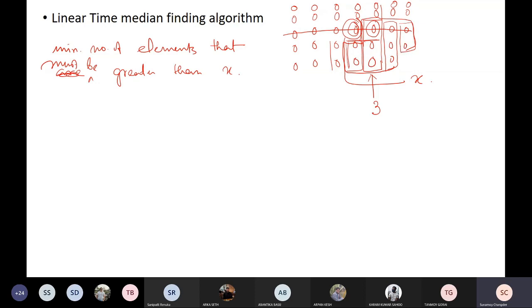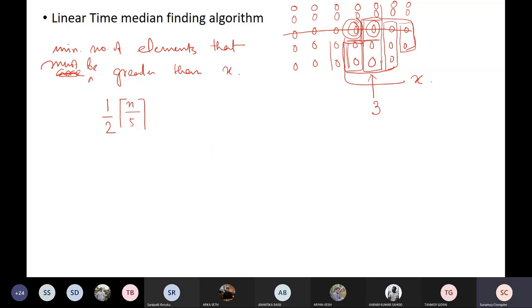So what is the number of elements in this group? How many groups are we getting? We are getting n by 5. This is the total number of groups. So half in the left side, half in the right side. Half of these groups contain some elements which must be greater than x.